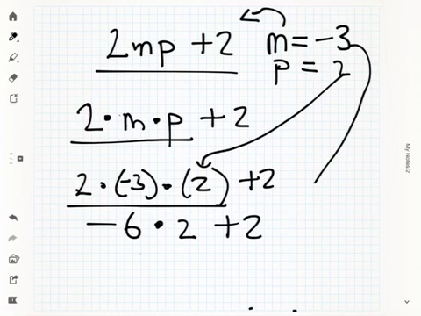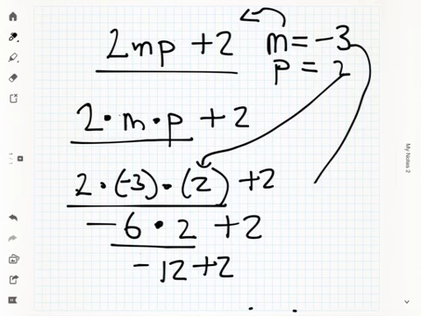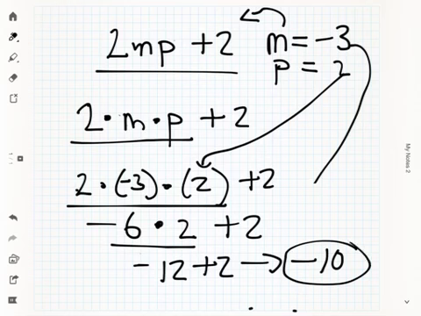Now I do those two. 6 times 2 is 12. I have a negative. And then I add 2. Now remember, use your number line. If you're negative 12, you're 12 floors below ground. You go up 2 floors, you're going to be now at negative 10. So now, really what you've done is you found out what 2mp plus 2 is if m is equal to negative 3 and p equals 2. That's all there is to substitution and evaluation. You're just substituting numbers in for the letters and finding out what the whole thing is equal to.